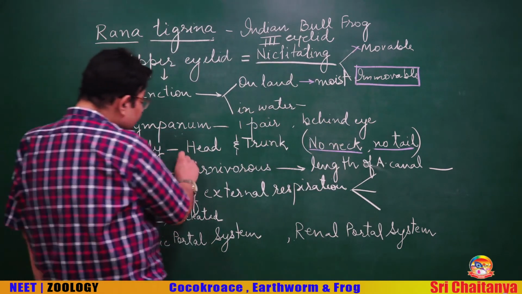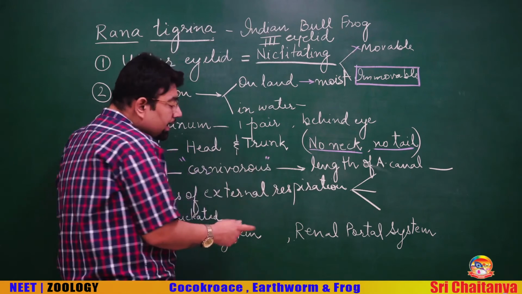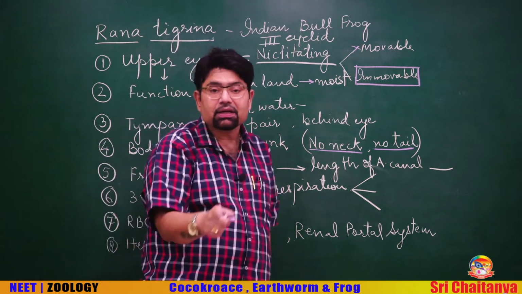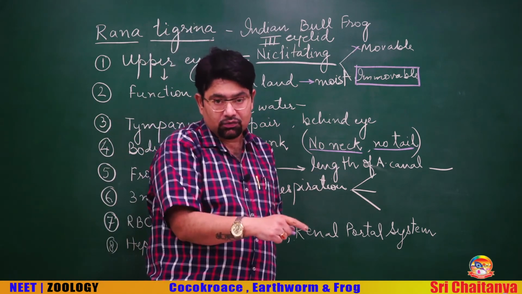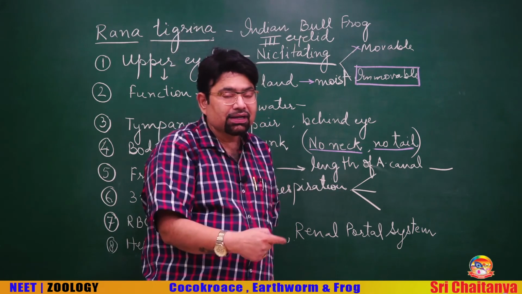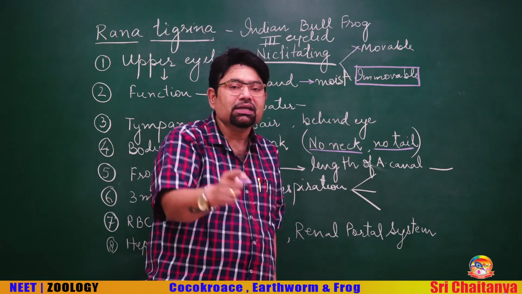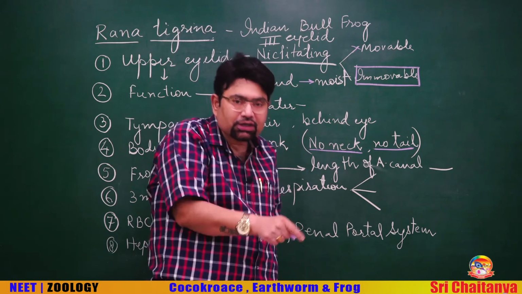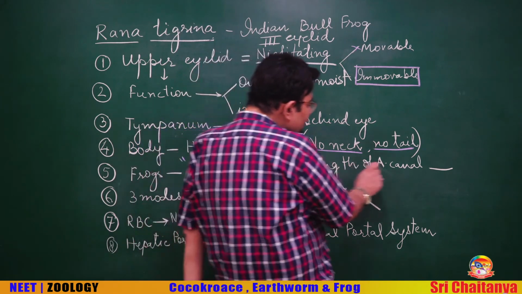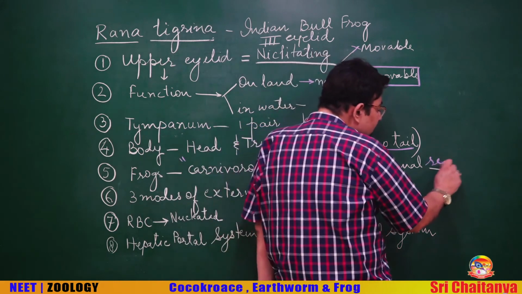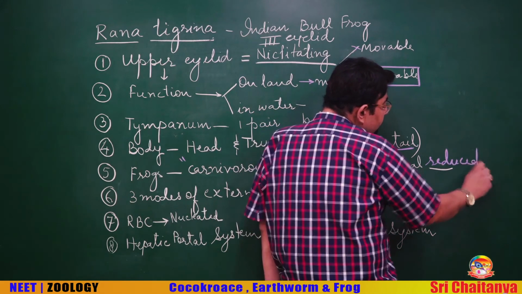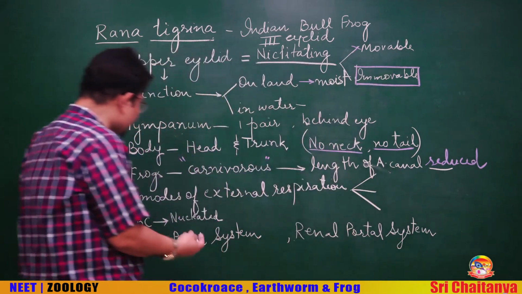Frogs are carnivorous, very, very important. When we compare their alimentary canal with any herbivorous animal, the alimentary canal of carnivores is generally shorter, reduced. So the length of alimentary canal is reduced since it is a carnivore.